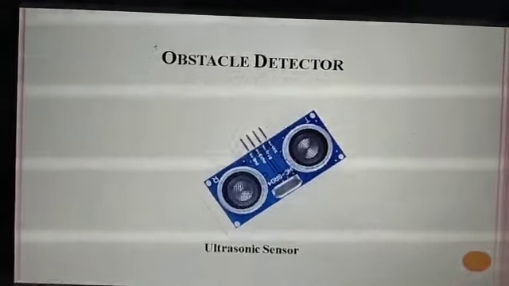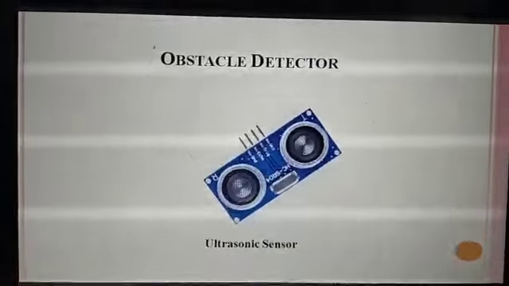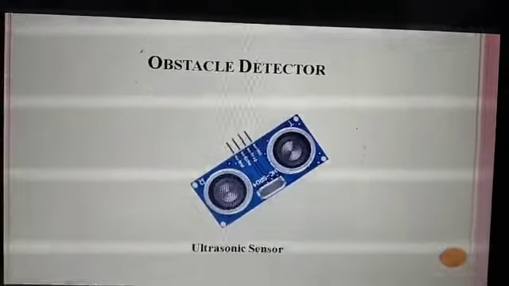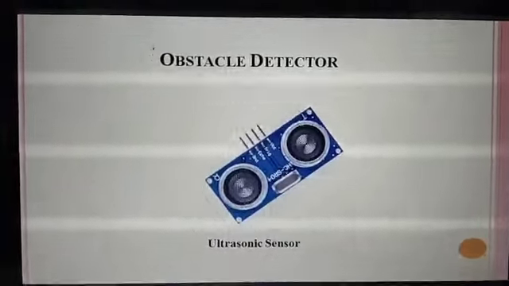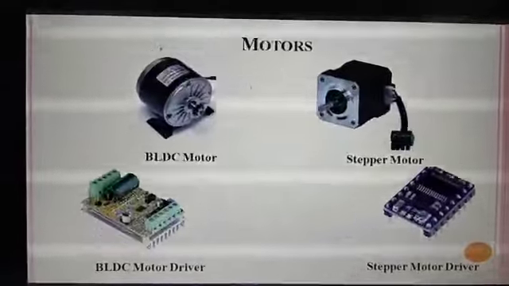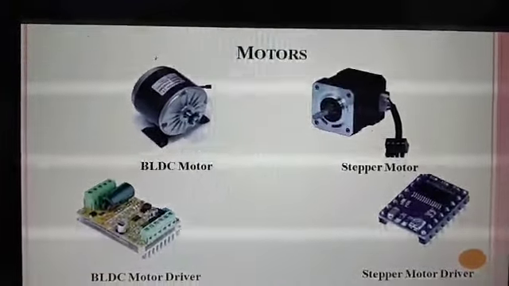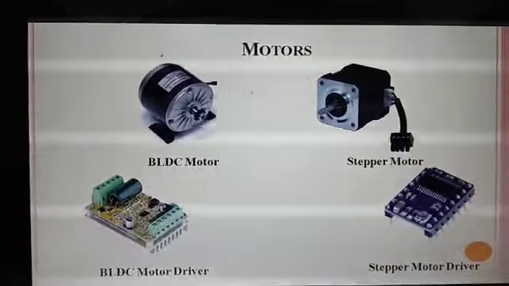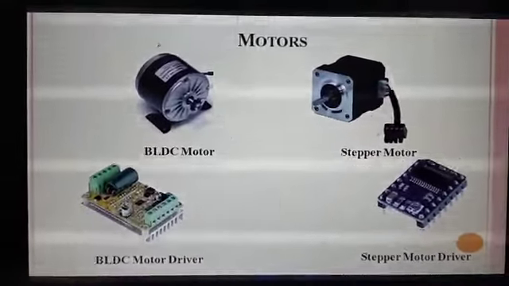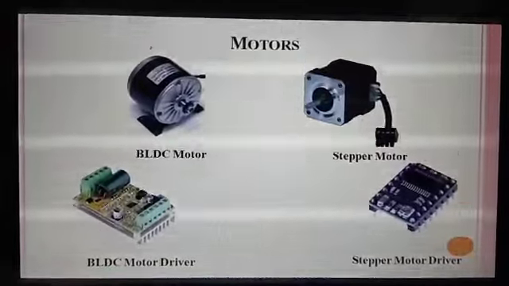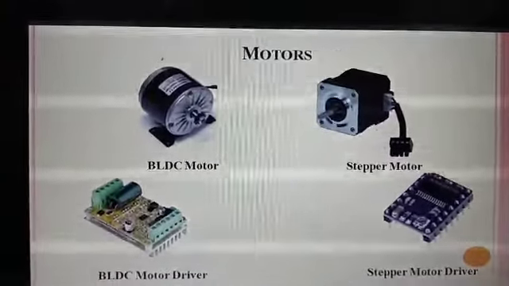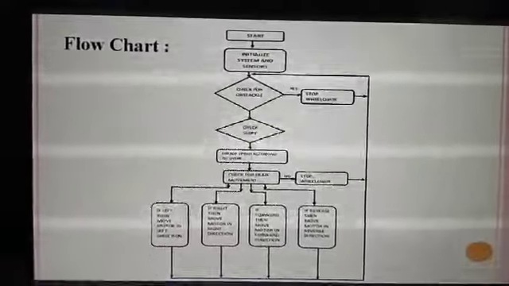The obstacle detector we have used here is an ultrasonic sensor, which continuously sends a signal. Whenever an obstacle arises, the signal is reflected back to the obstacle detector, which detects the obstacle in the path. There are two motors we have used. The BLDC motor, a brushless DC motor, is for the speed control of the wheelchair, and the stepper motor is for direction control of the wheelchair. The motor driver circuits for the BLDC motor and the stepper motor are shown here. Flowchart of the system.